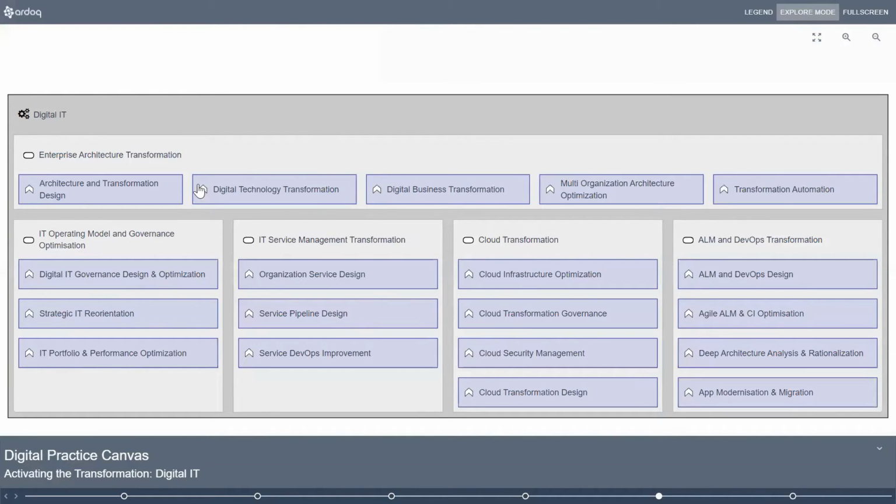Focusing now on the digital IT domain, we can see that we have our digital IT master practice and sub-practice areas, and we can see some key areas to move the IT department from a traditional IT department to a digital IT department, including transforming enterprise architecture, taking control and governing IT operations, managing ITSM, cloud-first initiatives, as well as taking control of the ALM lifecycle. As I mentioned, for each of these initiatives, we have various levels of details that we define to ensure that these initiatives are based off best practices as well as organization requirements.